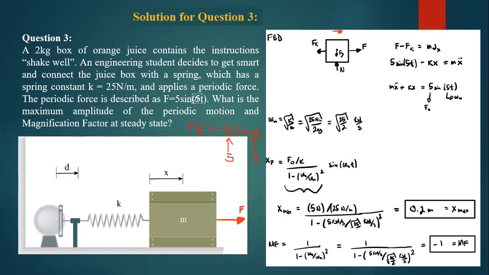So x max is equal to this component, we leave the trigonometric part. So 5 Newton over 25 Newton per meter, that is F naught over k, over 1 minus 5 over the square root of 25 over 2. So this gives us 0.2 meter, X max, the maximum amplitude of vibration, equals 0.2 meter. And the magnification factor, which is equal to the steady state amplitude over the static deflection of the system, is equal to 1 over 1 minus omega over omega n squared, which gives us -1. So the magnification factor is equal to -1. So this is the solution for question number 3.